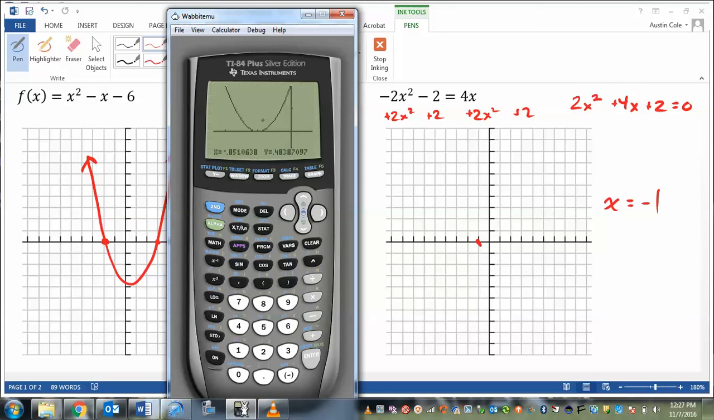Questions here. If it says solve a quadratic by graphing, what are we looking for? The x-intercept. Simple as that. Graph on the calculator, go to the table, find them out.